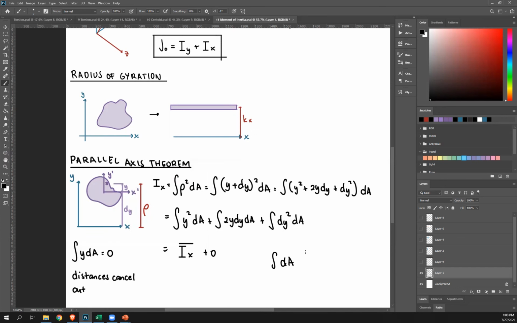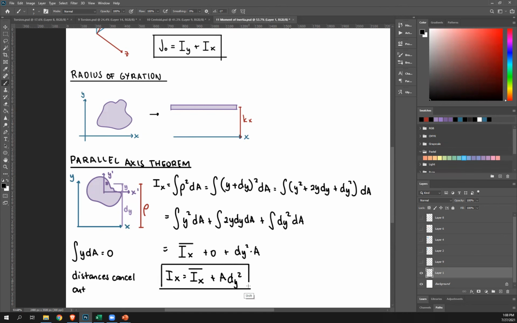Yes, it's A. It's just A. In the same way, integral of dx is just x, or to be more specific, x plus c. So, we have dy squared times A, or just A dy squared times A. So, final answer: Ix, moment of inertia of your shape about your reference x-axis, is moment of inertia about centroidal axis, plus area times distance y squared. Again, this is distance y, not differential y.